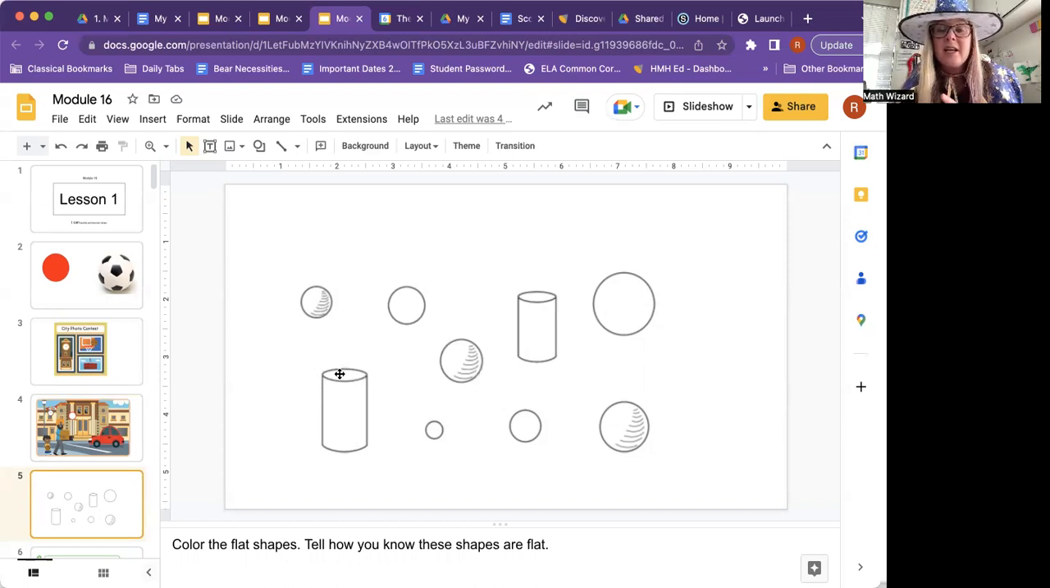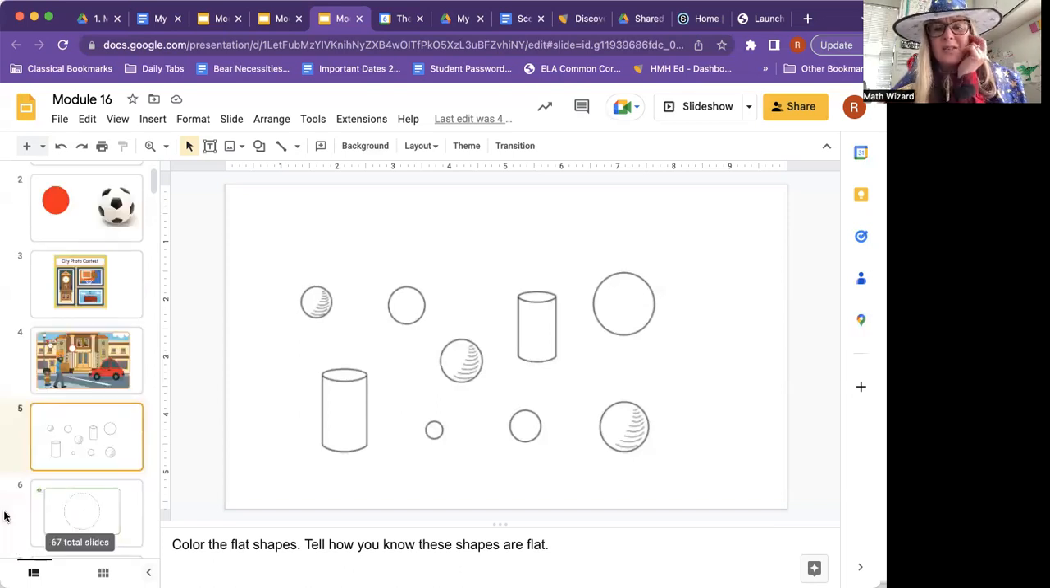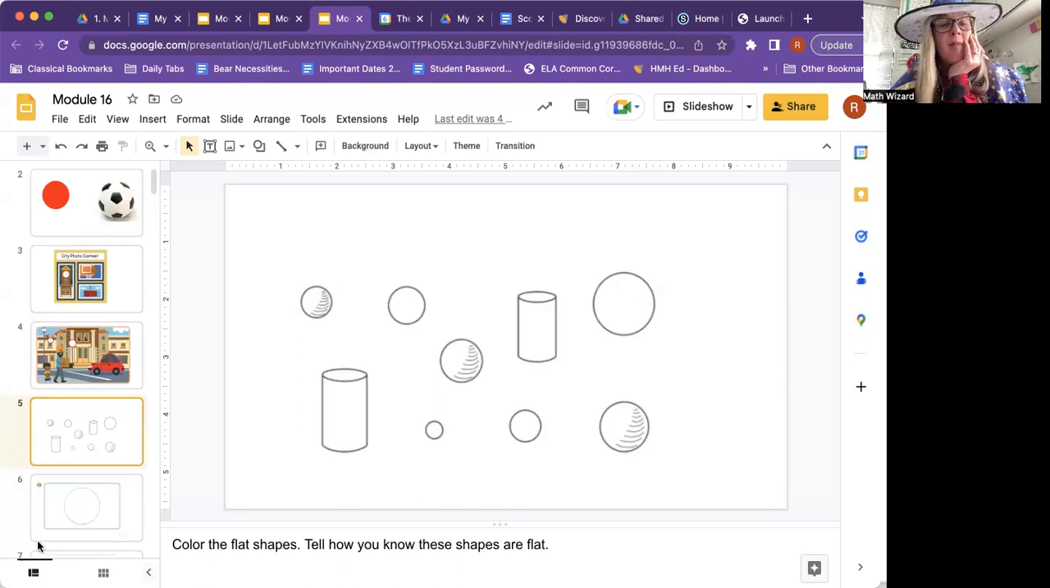And these cylinders, they're like this. Is this flat? That would be very sad. It wouldn't hold much water if it was flat, right? So it's a cylinder and it is not flat either. That's a hint. I gave you 2 big hints. I told you which ones weren't flat. You can pause this while you color those.